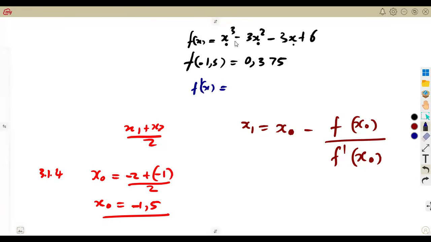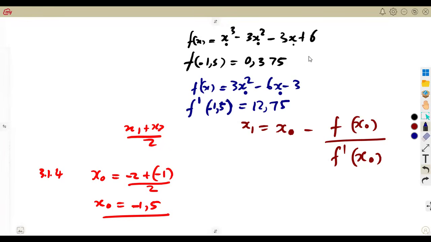When you talk of the first derivative, remember you differentiated this when you were calculating the turning points. Or anyways, we can even differentiate this. It's going to be 3x squared minus 6x minus 3. On this first derivative, you substitute the same value of x naught that we have, which is minus 1,5. In place of x, you are going to obtain 12,75.